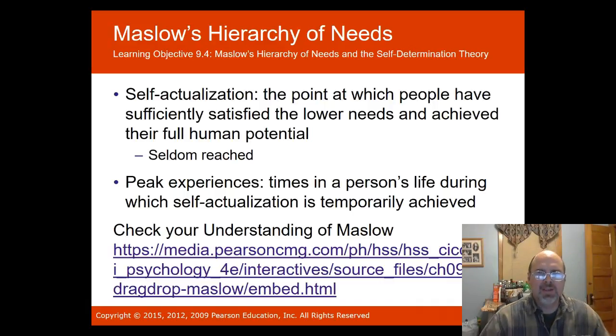But self-actualization is a point at which people have sufficiently satisfied the lower needs, and now they're working towards their human potential, which is often seldom reached because we're so busy dealing with the lower needs. Peak experiences are times in our life in which self-actualization is temporarily achieved. There's a little chart here where you can check your understanding of Maslow.